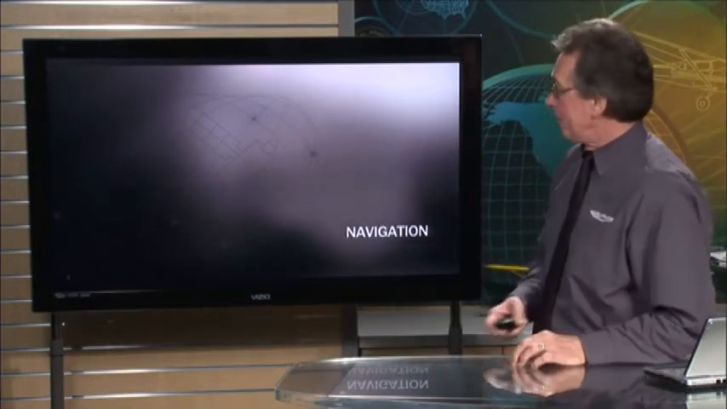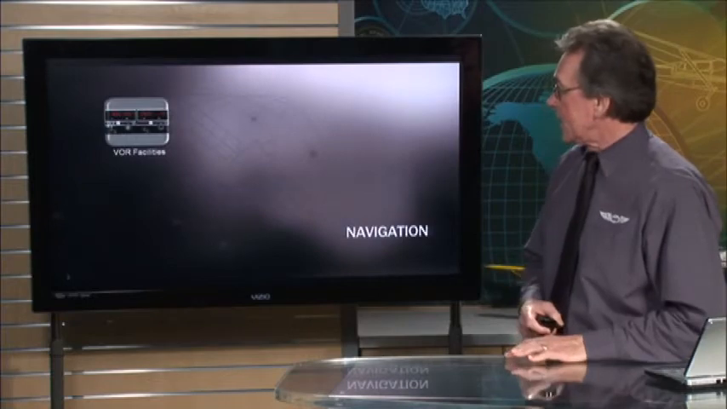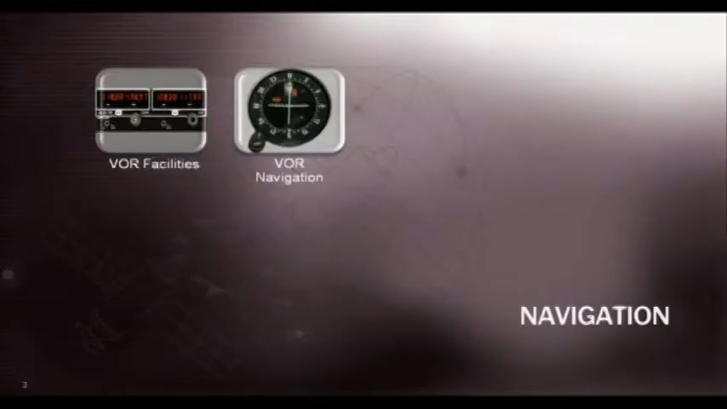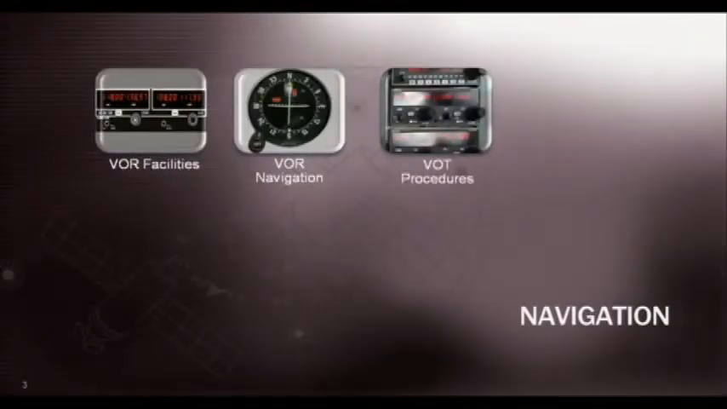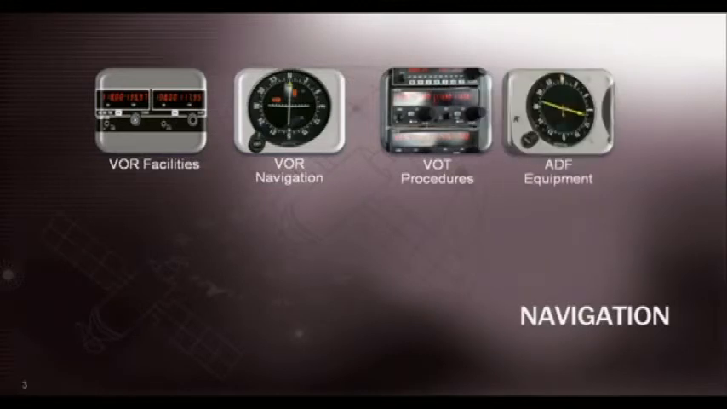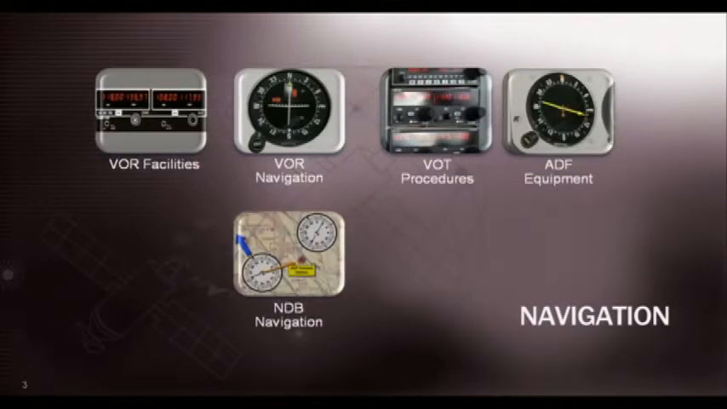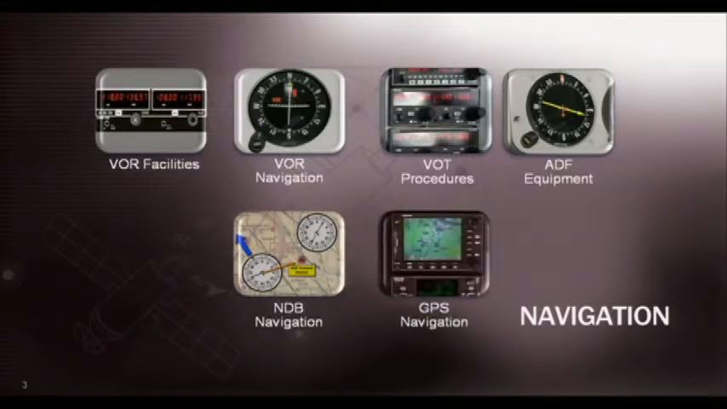We will cover VOR facilities, VOR navigation, VOT procedures, ADF equipment, NDB navigation, and GPS navigation. Now, these instruments and systems are there to help you navigate your flight plan and are invaluable if you ever become lost while flying. Let's join Josh now in the classroom for navigation.